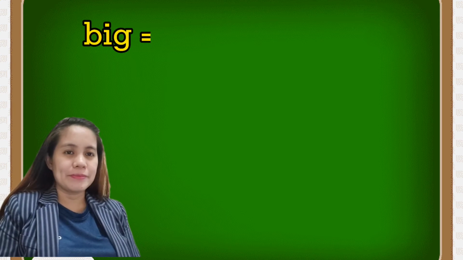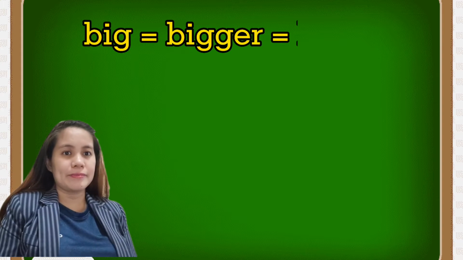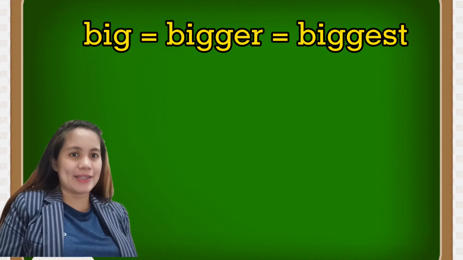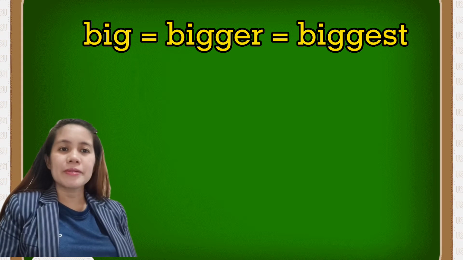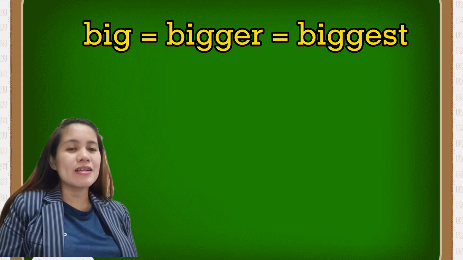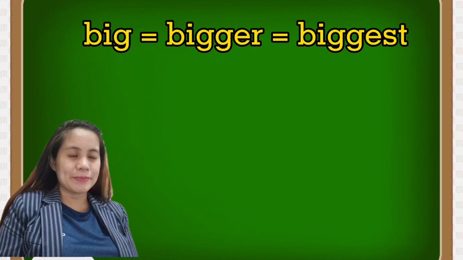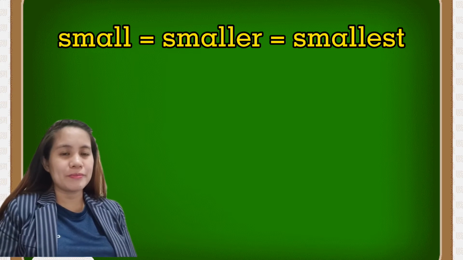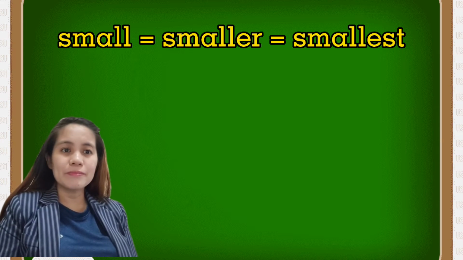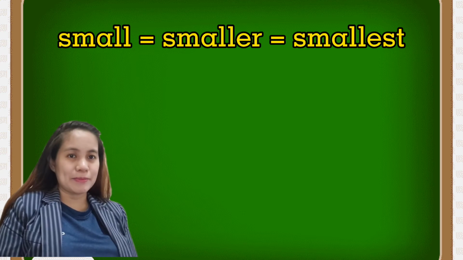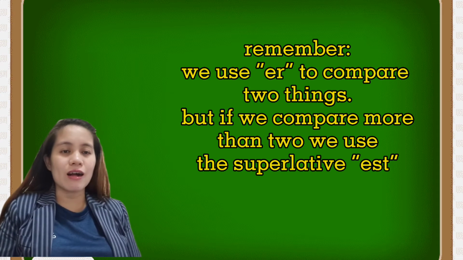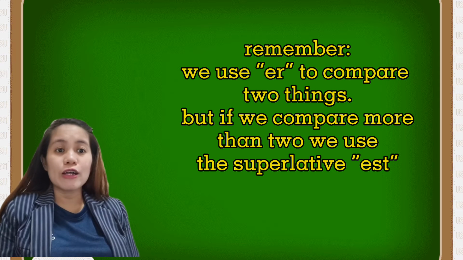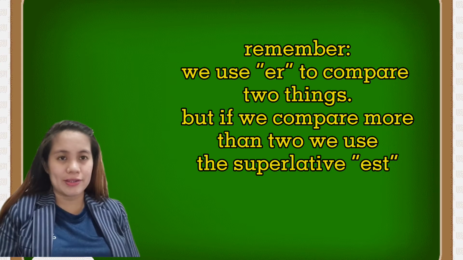Big, bigger, biggest. Big, bigger, biggest. Small, smaller, smallest. Remember, we use ER to compare two things.